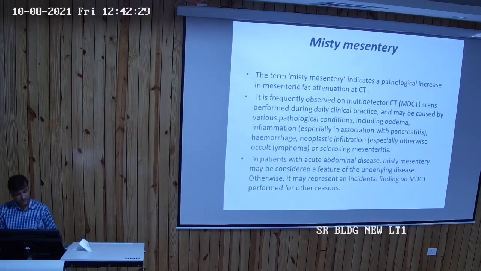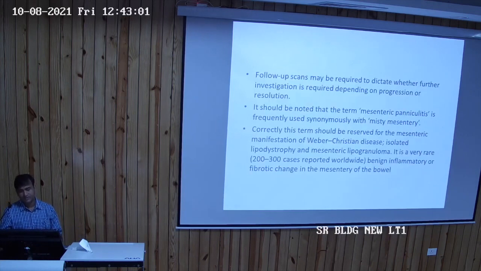The other entity is misty mesentery. Misty mesentery is a pathological increase in mesenteric fat, usually diagnosed with multi-detector CT scan performed during daily clinical practice, and may be identified incidentally. In a patient with acute abdominal disease, misty mesentery may be considered as a feature of some underlying disease. Otherwise, it may represent an incidental finding on CT. A follow-up scan may be required to decide whether further investigation is needed or not.